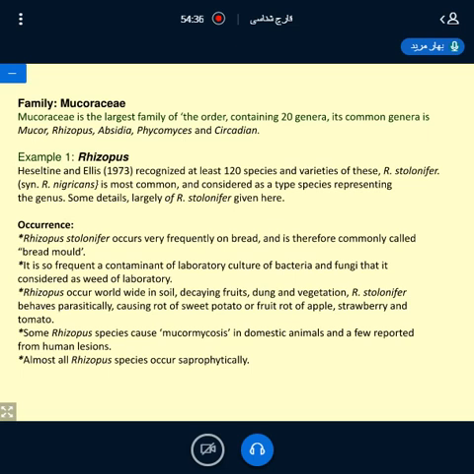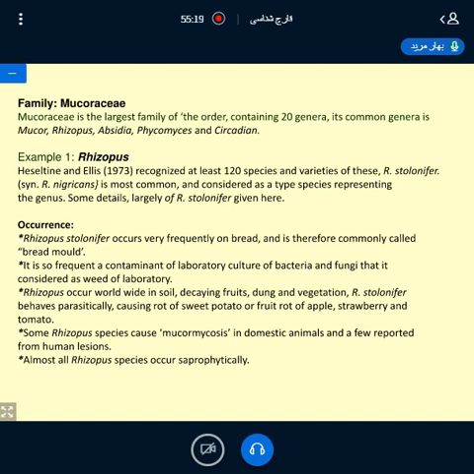Occurrence. Rhizopus stolonifer occurs very frequently on bread and is therefore commonly called bread mold. It is such a frequent contaminant of laboratory cultures of bacteria and fungi that it is considered a pest of the laboratory. Rhizopus occurs worldwide in soil, decaying fruit, dung, and vegetation.